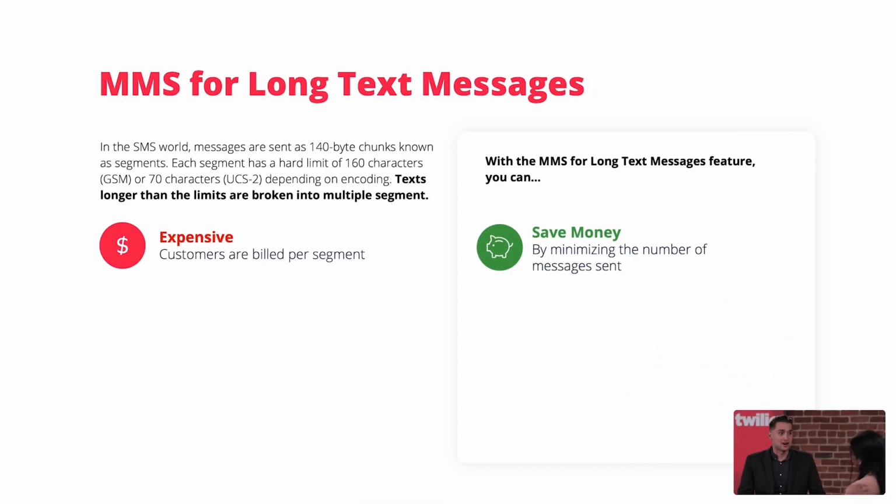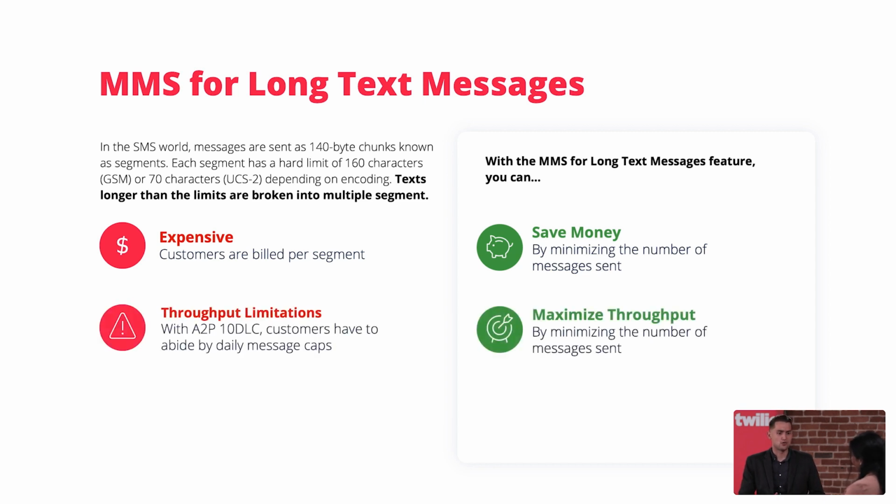So I think that the first main advantage that I can think of as a developer is that it's going to help save me money by minimizing the volume of messages that are being sent. Is that correct? Multi-segmented messages are expensive because the customers are billed per segment. With this, you're only billed for one segment. Yeah, the second one that I would think of is throughput, right? You want to maximize your throughput and you want to reduce the number of messages that you're delivering, right? Correct, yeah. And this is especially useful in the US A2P 10DLC world where carriers have imposed daily limits on the message volume.